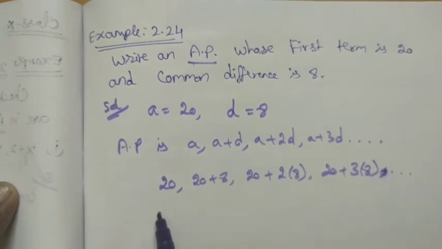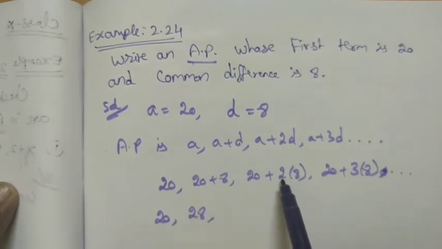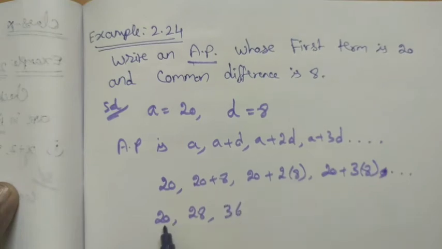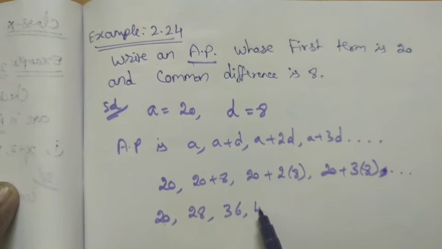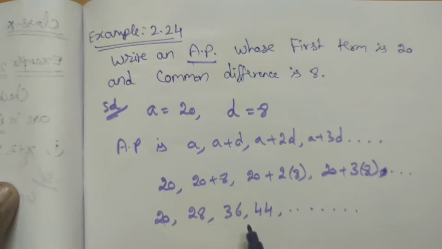The first term is 20, and the second term, add 8, is 28. Then the third term, listen: 16 plus 20 is 36. Or otherwise, the first term is 20, 20 plus 8 is 28, 28 plus 8 is 36, 36 plus 8 is 44. Let's check it: 3 eights are 24, 24 plus 20 is 44. Adding 8, 8, 8 to each and every term, you get the next term of an AP. This is an AP sequence, right?